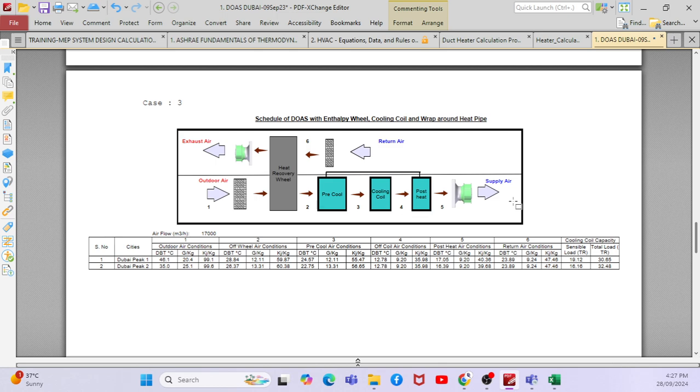Basically, over here in condition one, 46 degree air comes in. It reaches the enthalpy heat recovery wheel, which picks up the latent load and sensible load. After that, it further cools down. This is where the refrigerant line is. For both pre and post, you will have a refrigerant line which will work in the opposite way.